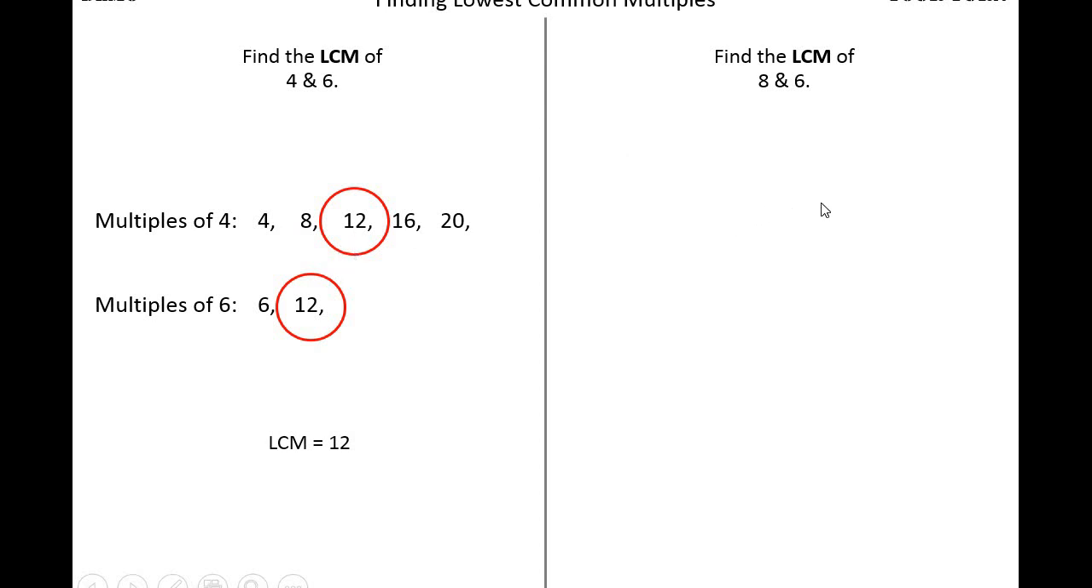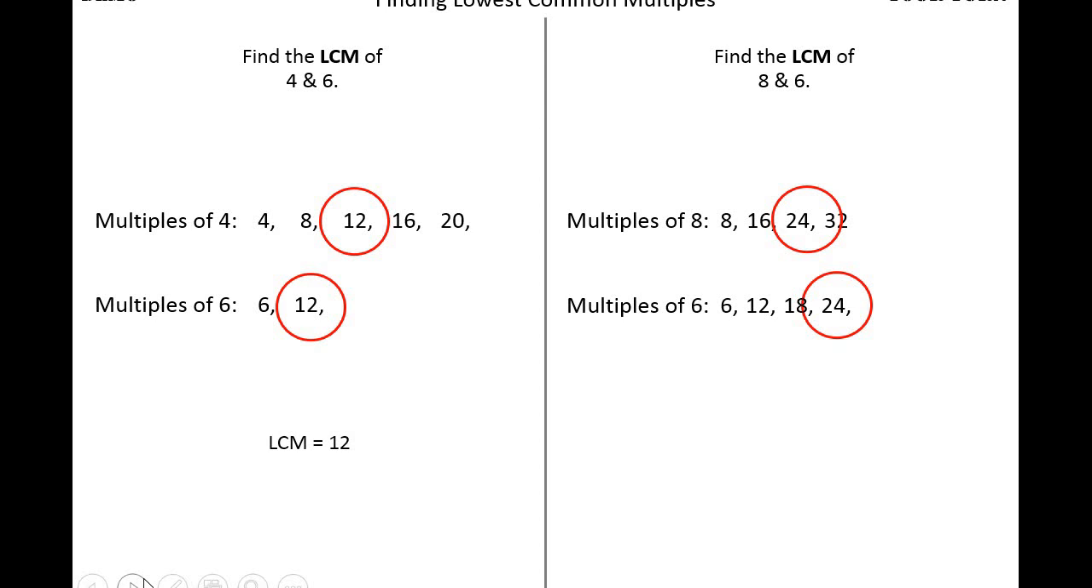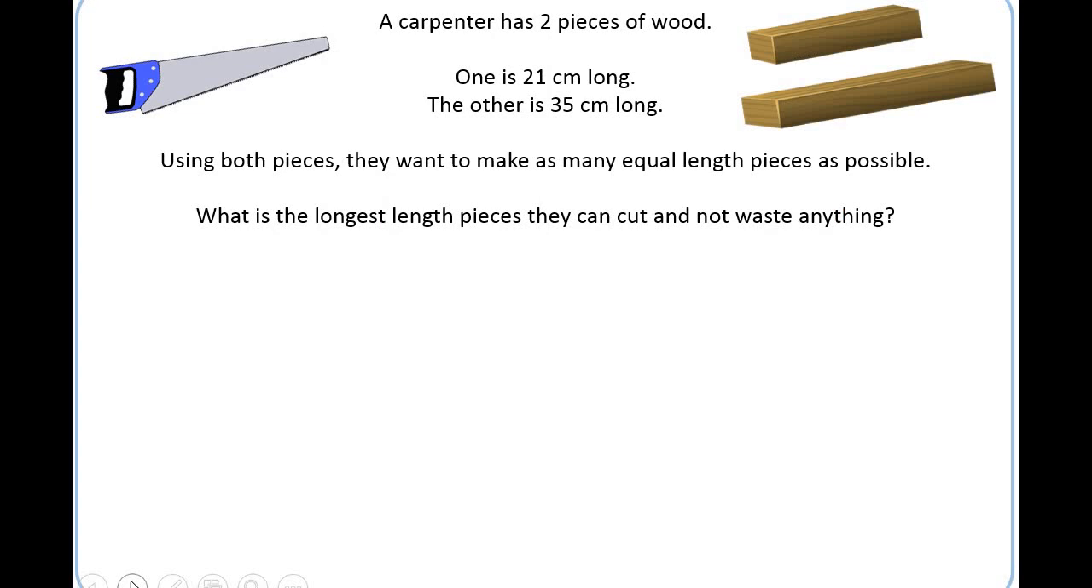Let's have a look at the lowest common multiple of 8 and 6. So we'll do a few of our 8 times tables, and a few of our 6 times tables, and can you see there, 24 is the first, the lowest number that they have in common in their times tables. So the lowest common multiple of 8 and 6 is 24.